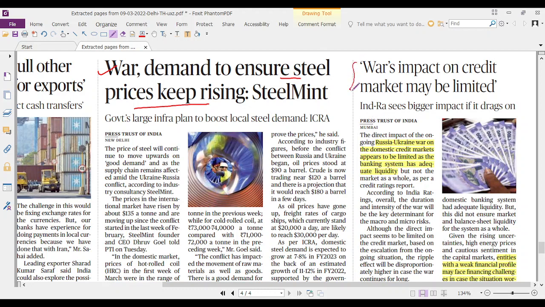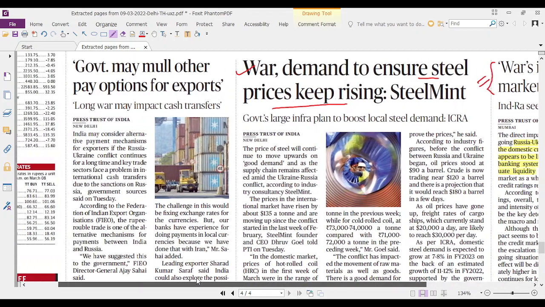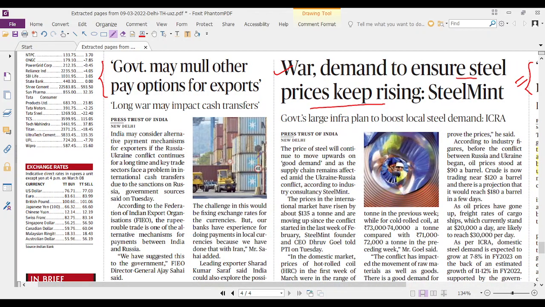War's impact on the credit market may be limited. Currently, the liquidity in the domestic banks in India is good. But if the war is prolonged, it would affect the liquidity of the capital markets, because all the investors would be wary of investing in any country because of the war-like situation and instability. In such a time, there would be a liquidity problem, and banks and financial institutions with a weak financial position would be affected in the long term. But those banks which have very good liquidity won't be affected. Again, we just need to read the headlines.